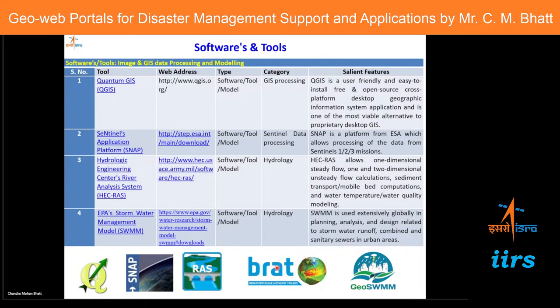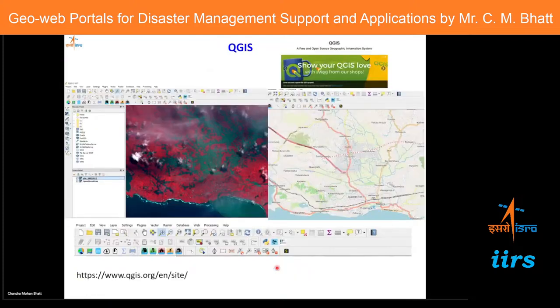We have one publication that I will show at the end, where we have brought together almost 120 portals which can be useful for various kinds of hazards. This is QGIS. You can download it; it is free and open source software. Once downloaded, you can open it. This is an example of a Sentinel image for one of the countries.